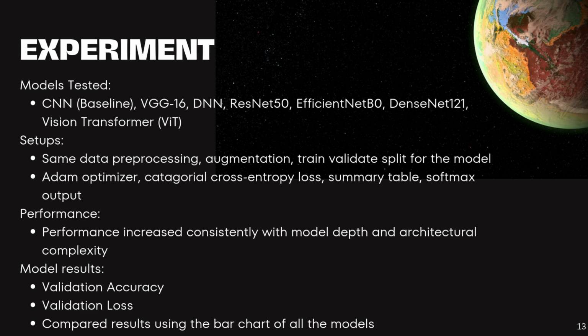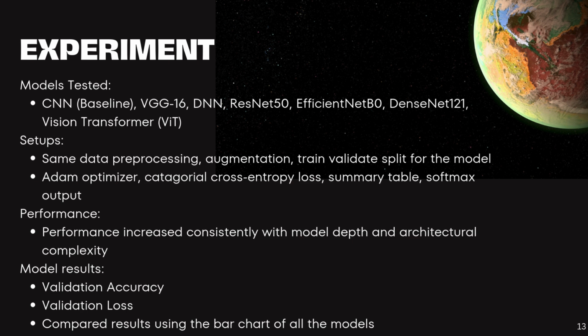So the experiment is based on baseline CNN, VGG, DNN, like I mentioned in the intro. These are the kind of models that I trained on. The setup was some data preprocessing and augmentation, training, validation, using Adam optimizer and cross entropy, and summary tables and stuff.